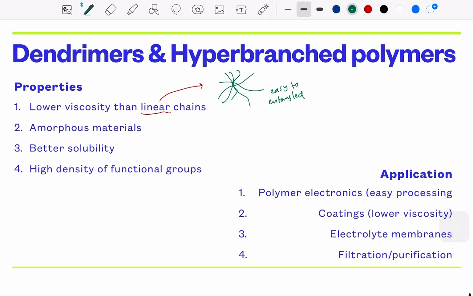And then because of these properties, the applications will be for polymer electronics, because it is easy to process, and coatings, because it has lower viscosity, so it's easy to attach, and then for electrolytes, okay, for membranes, and for filtration. Okay. So in membranes, usually we need amorphous and highly functional materials.